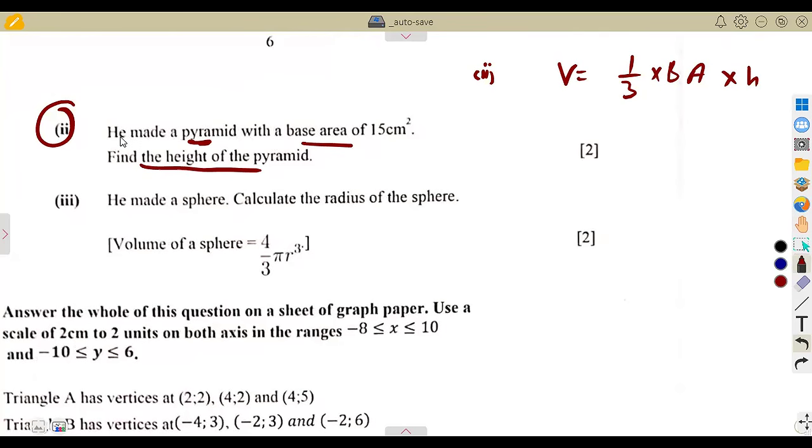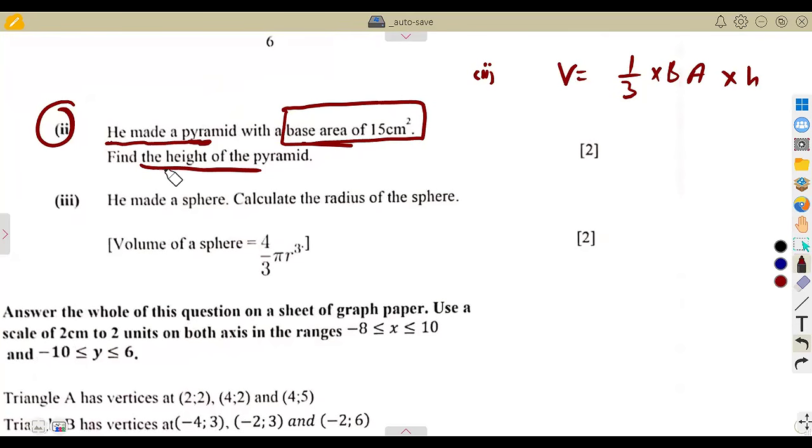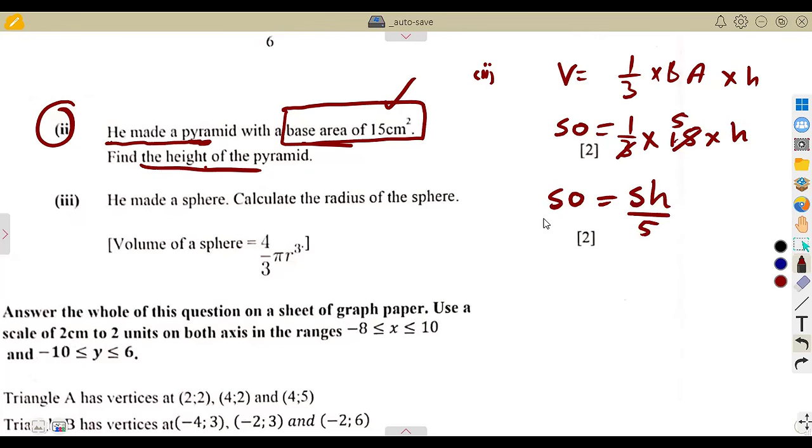So they are saying this pyramid that he made, it has a base area. So we are given the base area. So the volume of the object, the clay that we are given, it has got a volume of what? 50 cubic centimeters. With that volume of 50 cubic centimeters, what is going to be the height of the pyramid? So 50 is equal to a third of the base area, which we are given 15, times the height. So 50 is equal to a third of 15, that is 5. So we're going to have 5h, divide by 5, divide by 5 to find h. So h is what? 5 into 50, that is 10 centimeters. So this was going to be the height of the pyramid.